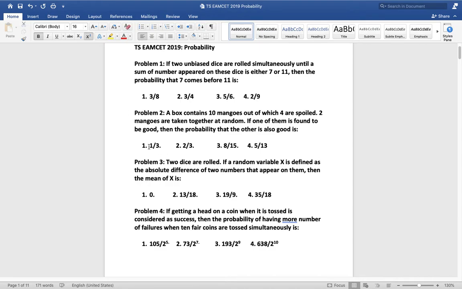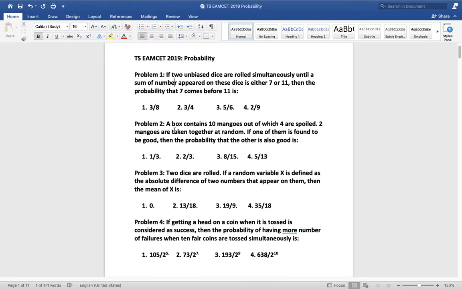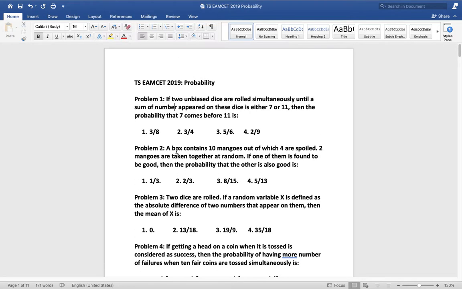Okay, let's have a look at the probability problems for TS EAMCET 2019. So they have asked these problems, and the first problem is: if two unbiased dice are rolled simultaneously until a sum of numbers appearing on these dice is either 7 or 11, then the probability that 7 comes before 11 is one of these four options.